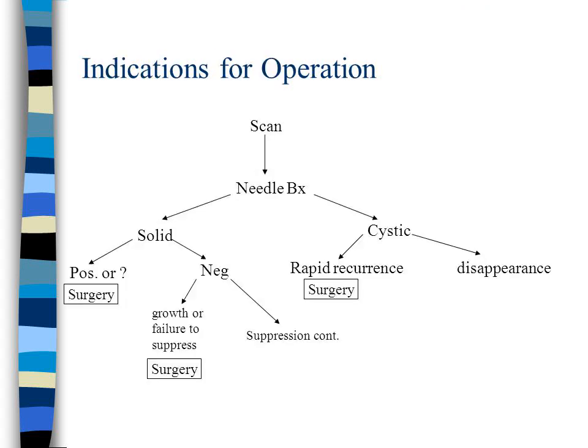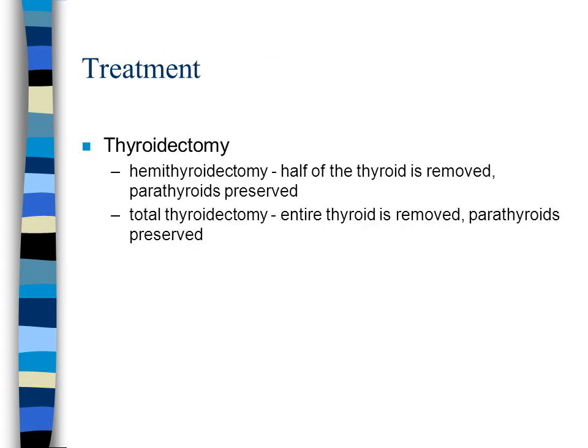Indications for operation. Scan. Needle biopsy. Cystic. Solid. Positive, or negative. Rapid recurrence. Disappearance. Surgery. Surgery. Growth or failure to suppress. Suppression continued. Surgery. Treatment: thyroidectomy.